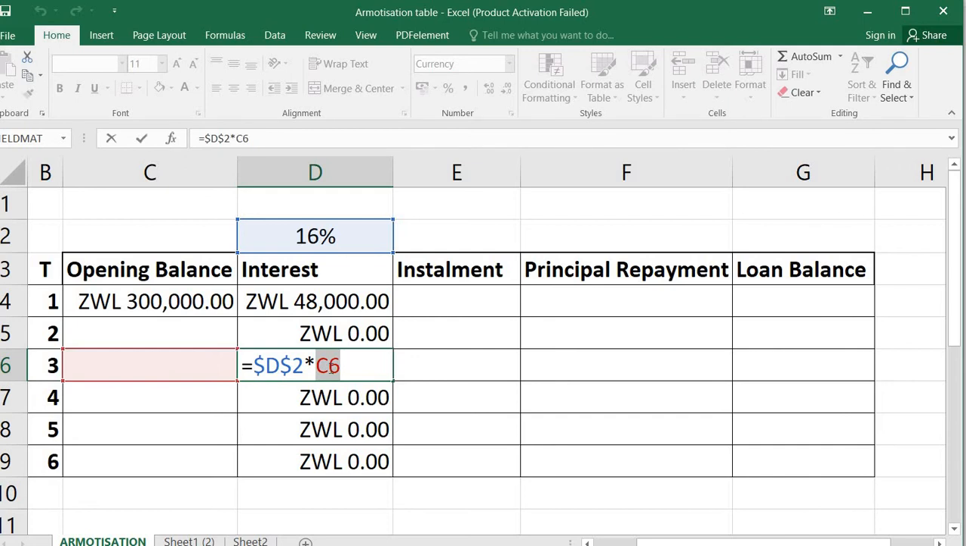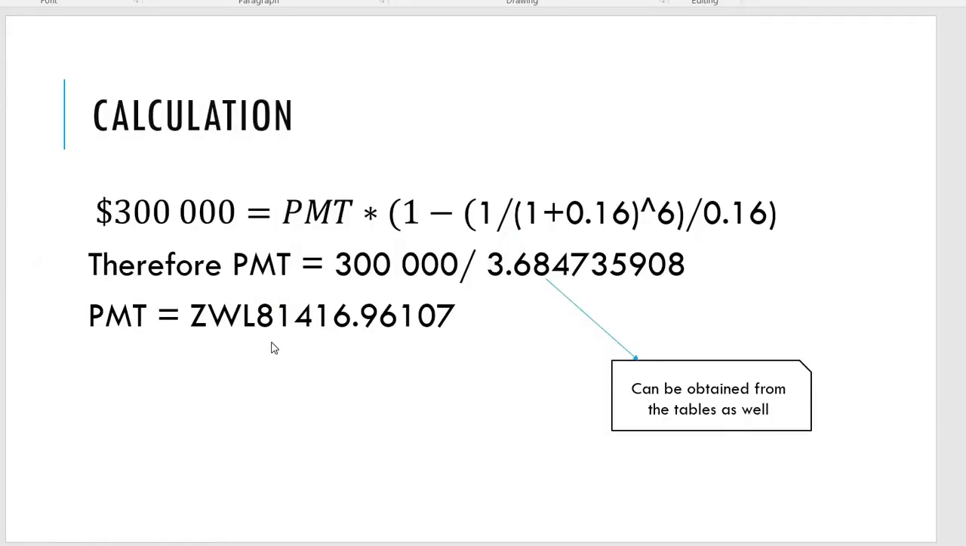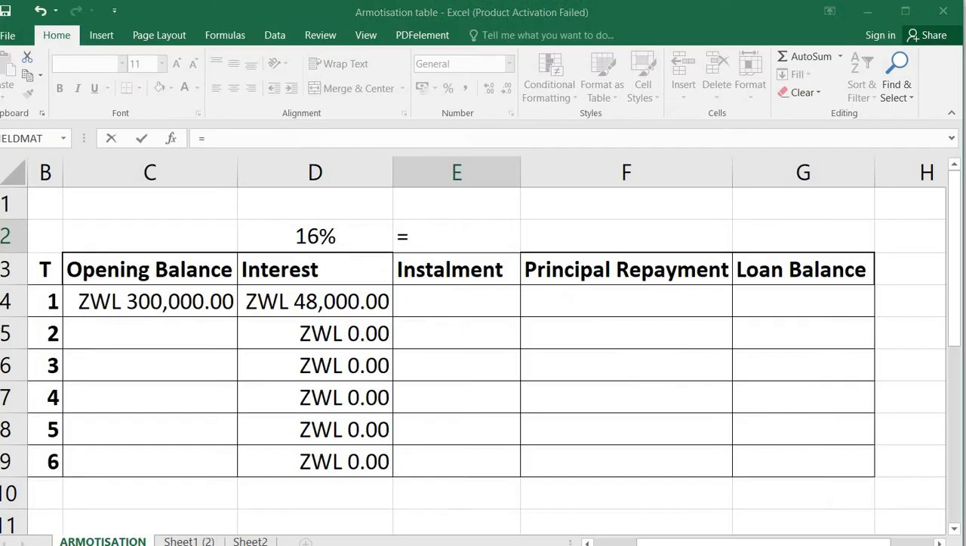So in the next year, it would be 16% of what is in C6. In that other year, it would be 16% of what is in C7, okay? Now, what would be our installment? We found our installment there to be what? Let's check from what we found it to be this one. That's our installment, okay? Let's put our installment there.